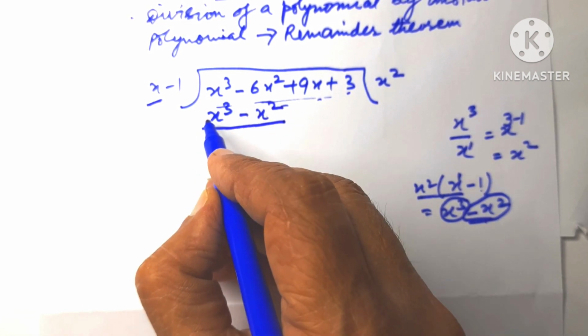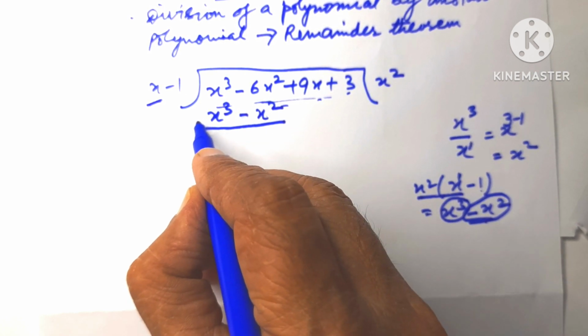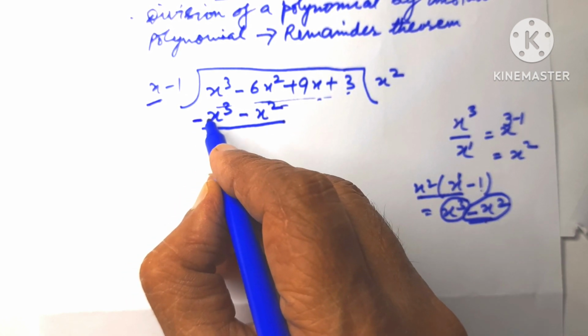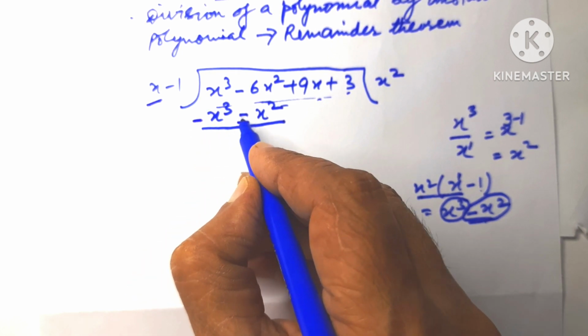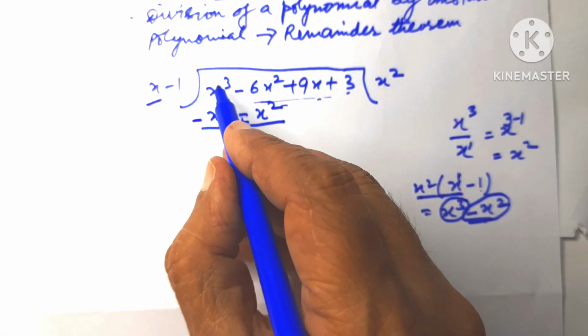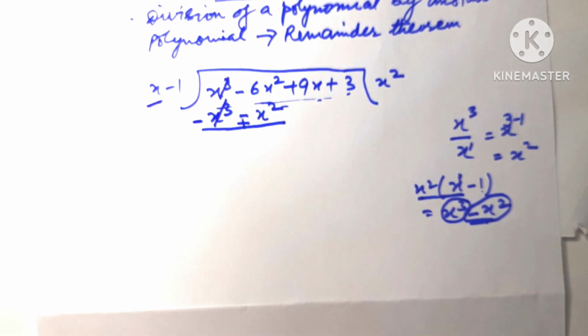Now change the sign of these terms. This is minus, I will write plus. Now when we add, this and this cancel.